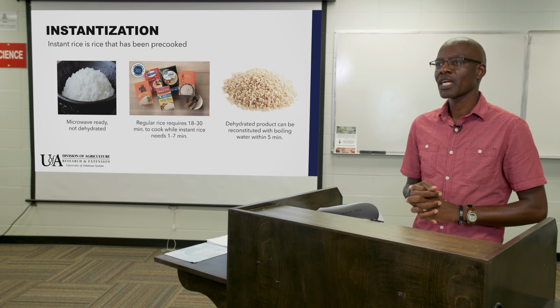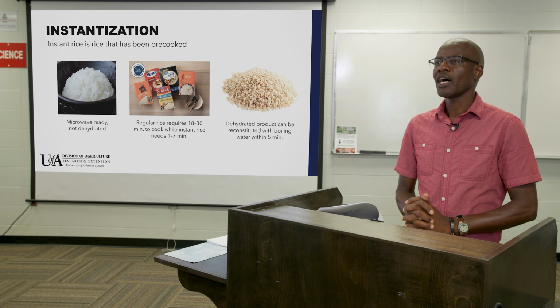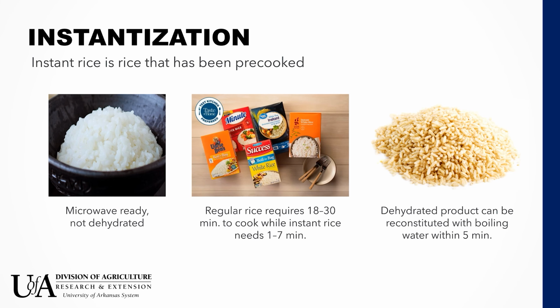End-use processing that I want to describe is instantization. As the name suggests, this is a process that is used to produce instant rice that can be eaten pretty much without taking a significant amount of time to cook it. So instant rice is that rice that has been pre-cooked and is microwave ready. And in typical scenarios, it requires very little time to cook. Now, regular rice would take about 18 to 30 minutes to cook, while instant rice, because of the process that it goes through, requires about 1 to 7 minutes.